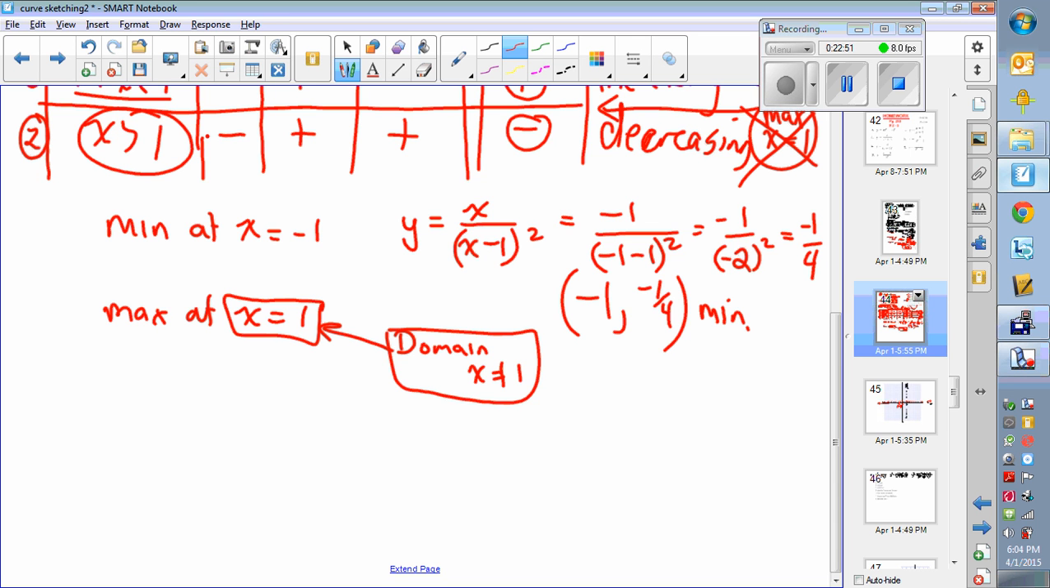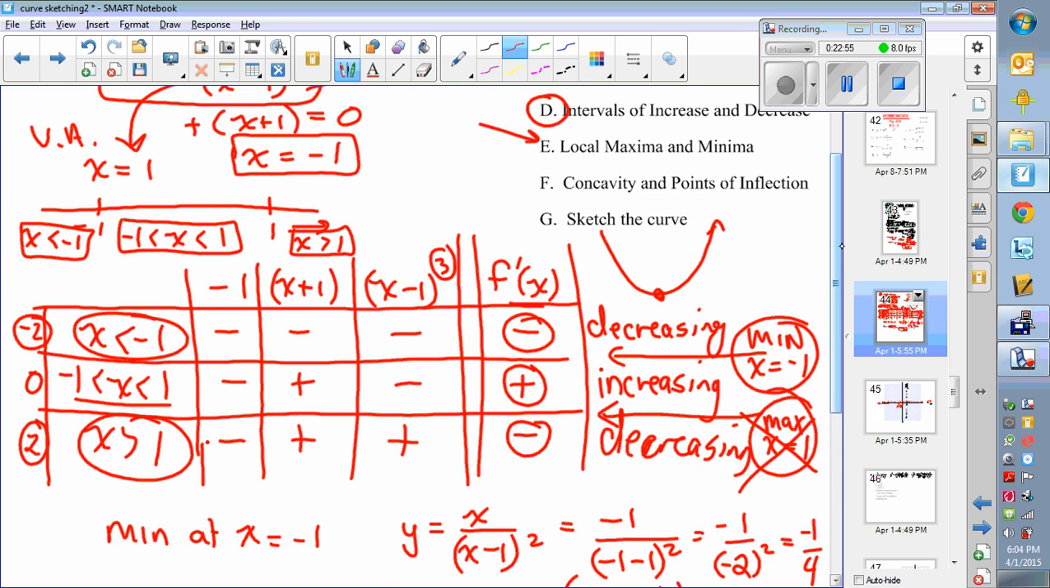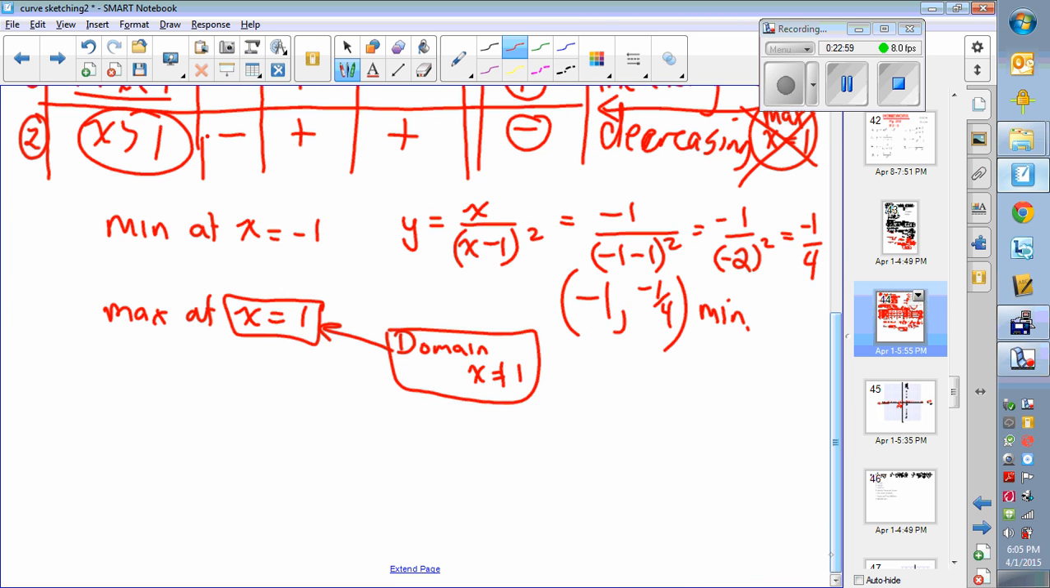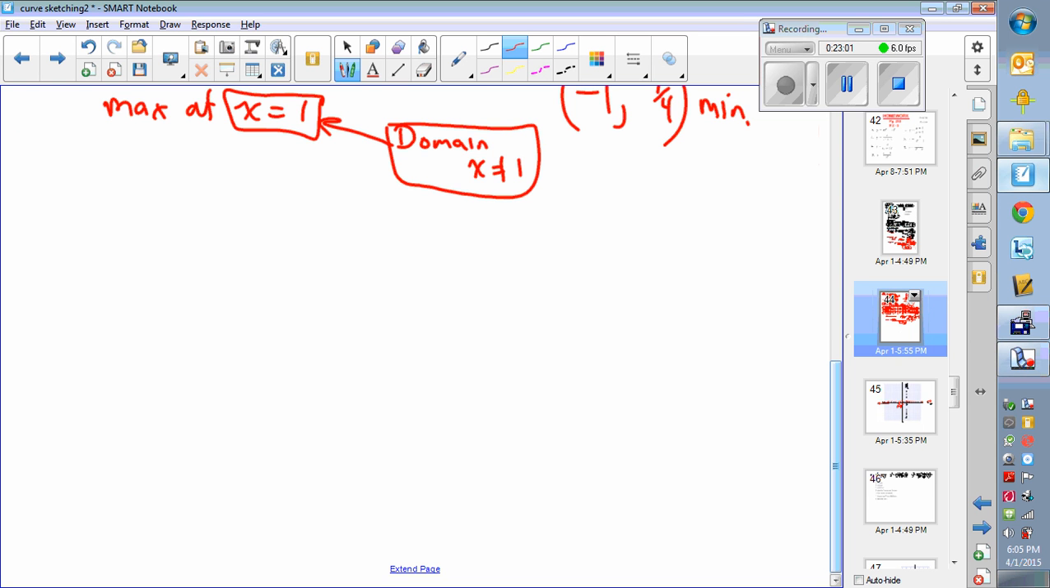Alrighty, what's the next step then? The next step is F, concavity. Concavity and points of inflection deal with the second derivative. So for concavity, we're almost there now. Let me see if we can keep this under a half hour.